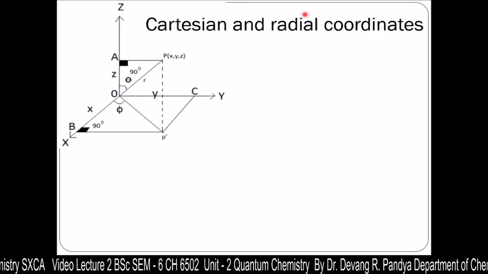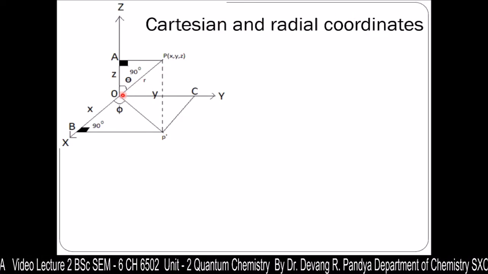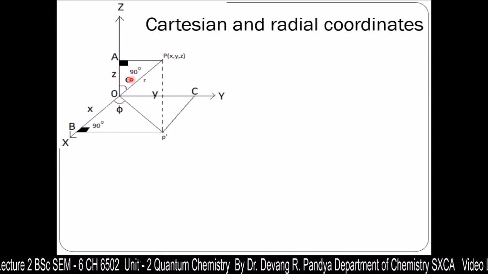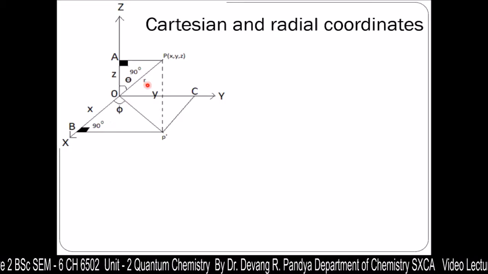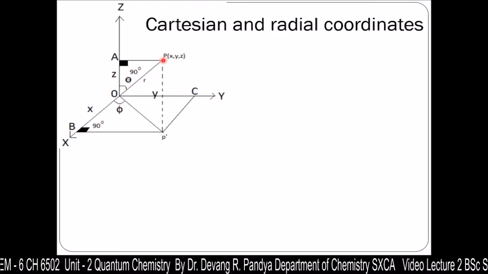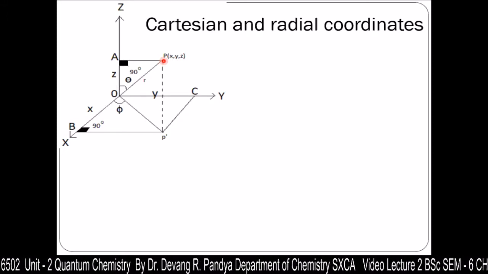So Cartesian and radial coordinates interconversion is required, and for that again we have taken this equation. This is theta, this is phi, or you can write this one as phi and this one as theta, that is fine. This is our radius r and the point would be over here, representing all three Cartesian axes x, y and z.